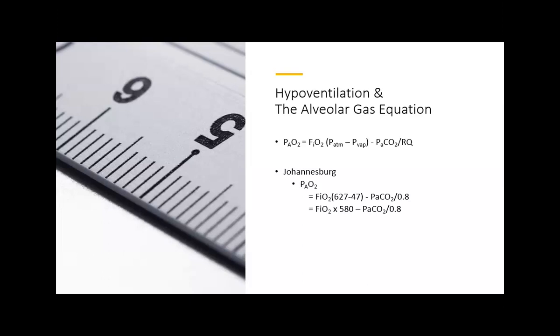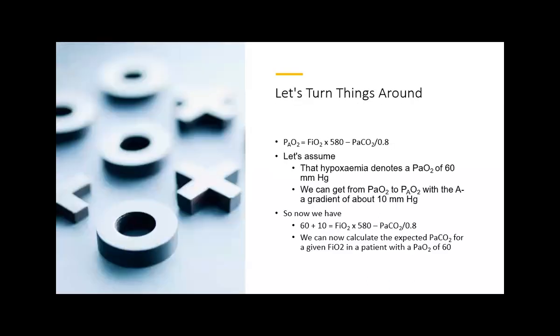Do you have a pointer? No. Okay. The alveolar gas equation is basically your inspired oxygen minus the CO2 over the respiratory quotient. So if we're in Johannesburg and we plug in the values, we're going to get 627 minus 47. And just to remind you that the 47 comes from your nasal passages, which humidifies the air that you breathe in. So that's a fairly constant value. So we then subtract the CO2 from that, we get our equation at the bottom.